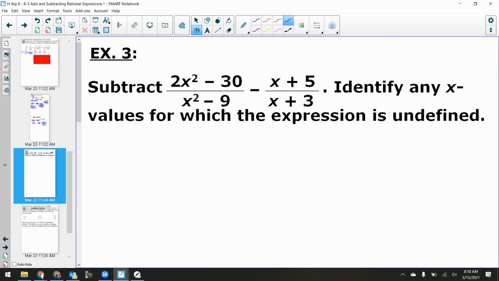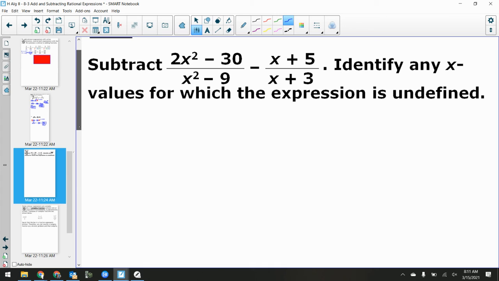Let's subtract a little bit. 2x squared minus 30 over x squared minus 9, minus x plus 5 over x plus 3. Okay, first thing I've got to do is factor everything down. Factor all denominators down. Do you notice how they could pull out a 2 on the top left side? Don't do that. You don't need to. You're going to subtract with it eventually, so why factor it down? So 2x squared minus 30 over x minus 3 times x plus 3, minus x plus 5. I don't know why I put that in parentheses. That's okay. Same thing.